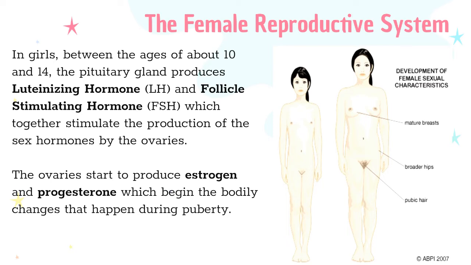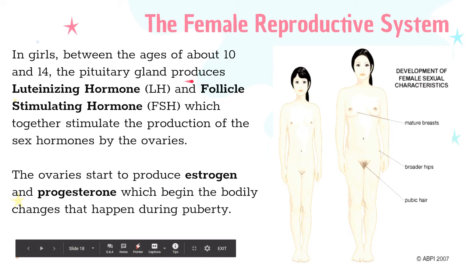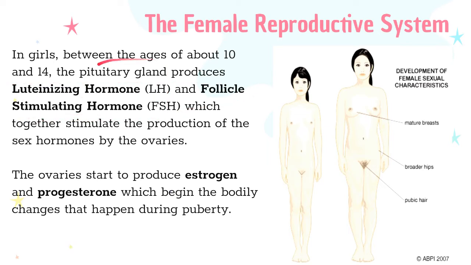Females undergo puberty between the ages of 10 and 14. During this time, a lot of hormonal changes occur within the body. The first one would be the release of luteinizing hormone and follicle stimulating hormone from the pituitary gland. If you still remember, the pituitary gland is one of the endocrine glands of the body, and these are just some of the hormones it produces. These two, luteinizing hormone and follicle stimulating hormone, stimulate the production of the sex hormones, and they target the ovaries.